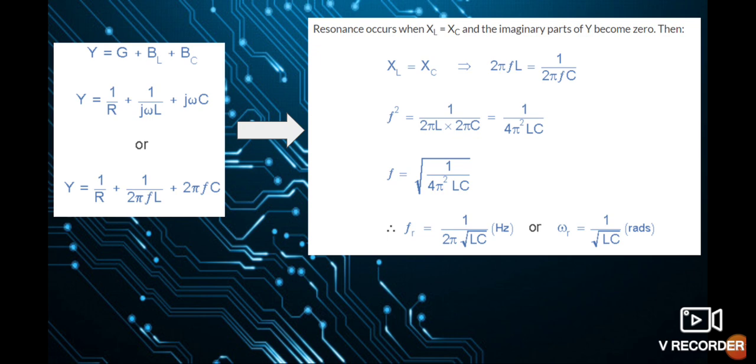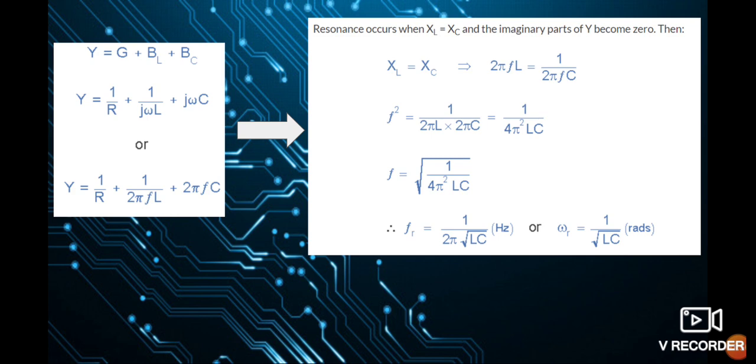Now, as we all know, admittance is given by the summation of conductance and susceptance. So, we have written here conductance plus inductive susceptance plus capacitive susceptance. The inductive susceptance is denoted by BL and the capacitive susceptance is denoted by BC.